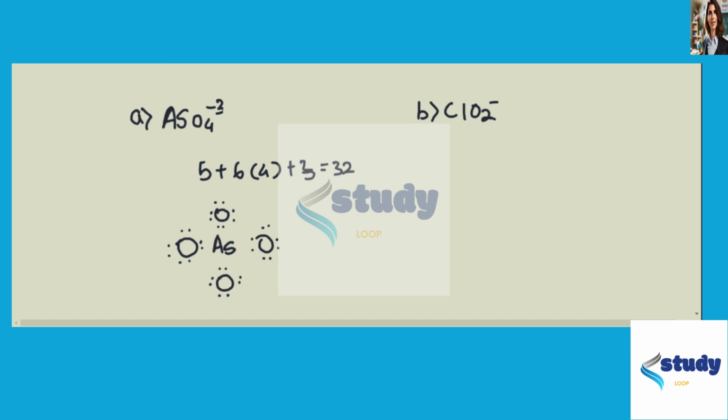At this point, we have used all 32 valence electrons. Each of the oxygen atoms has an octet, so that's good. And the central arsenic also has an octet. So this is a pretty good Lewis structure. When we look at the formal charges, each oxygen is going to be -1, and the central arsenic atom is going to be +1.